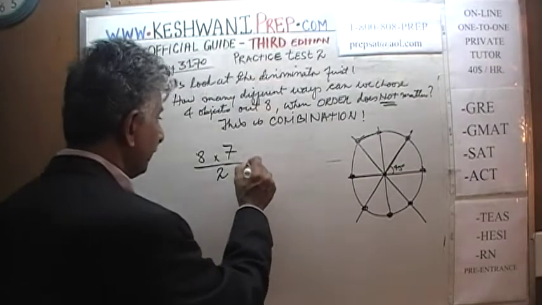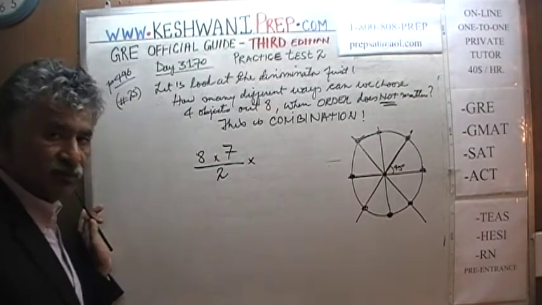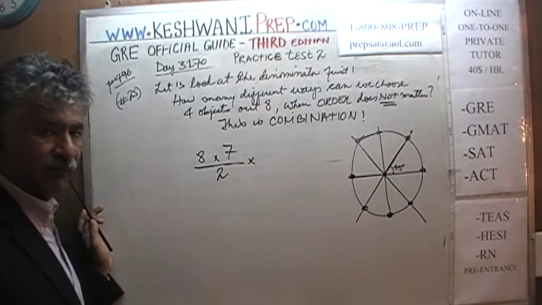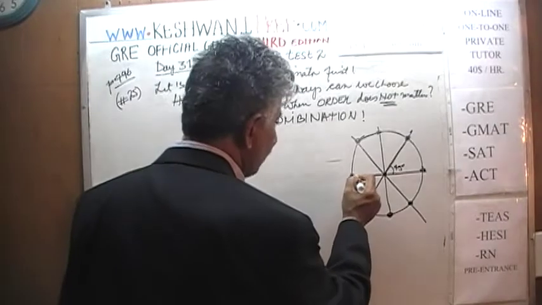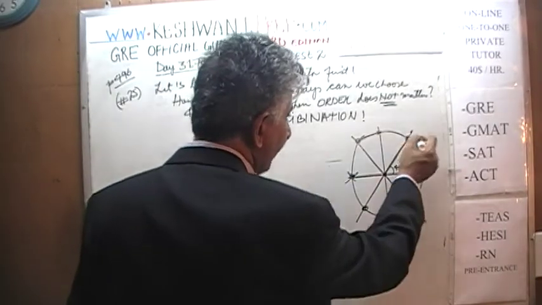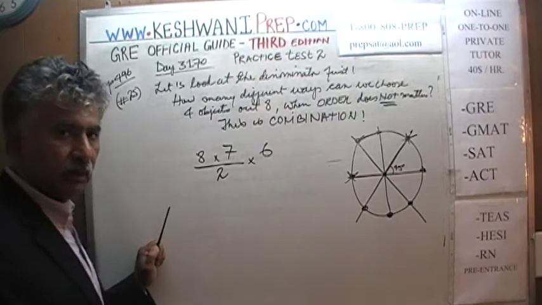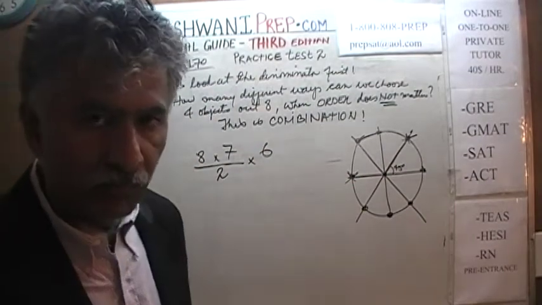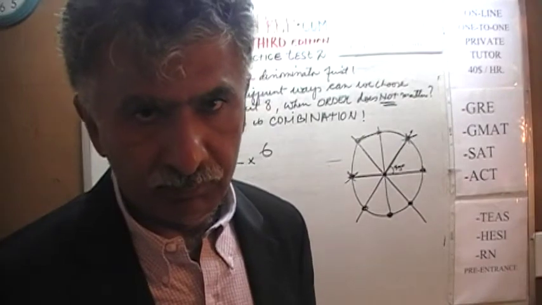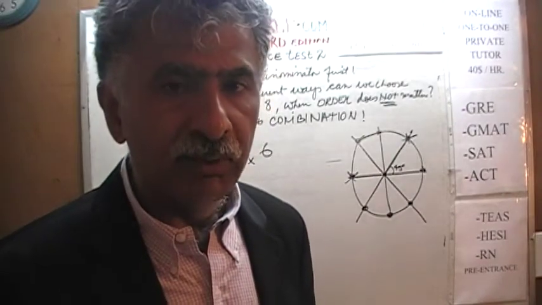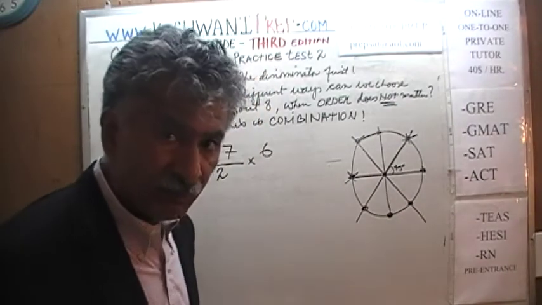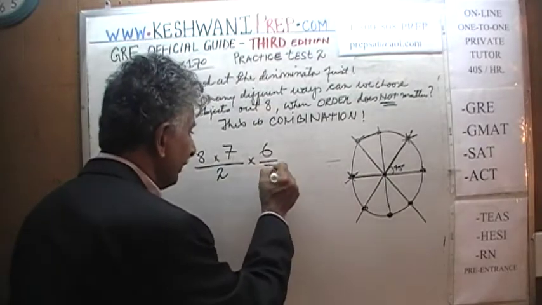Let's pick a third point. How many different ways can we choose a third point? Well, there are only six left. If you chose this one as the first point and that one as the second point, there are six left. So there are six different ways we can choose a third point. As soon as we pick a third point, we'll start triple counting, and therefore we must compensate for it by taking a third as many.